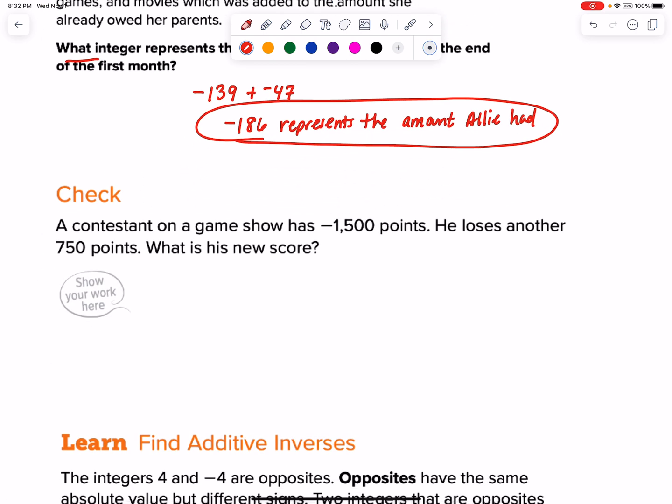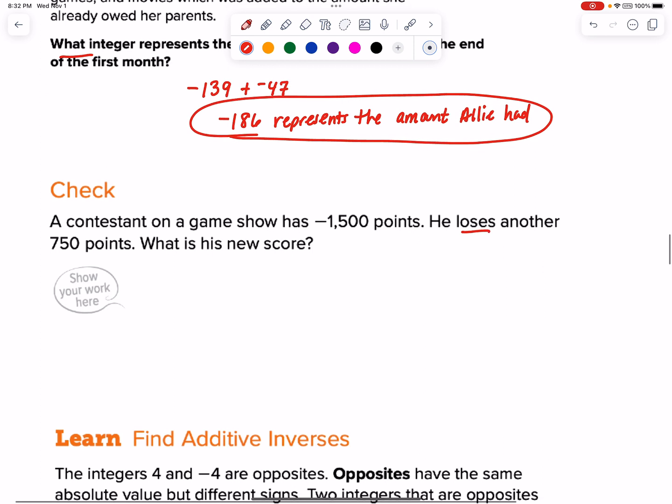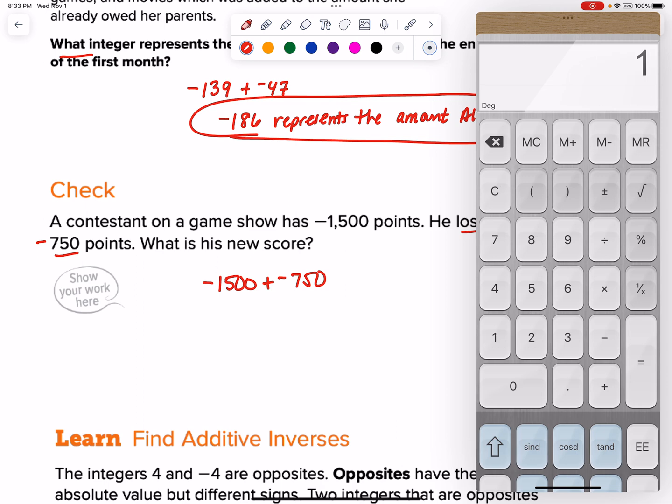A contestant on a game show has negative 1,500 points and then loses another 750 points. If you're losing 750 points, what integer would you write for that? Okay, if you said negative 750, you would be correct. So what is his new score? If he had negative 1,500 and lost another negative amount, what is his new score? So let's go ahead and write your expression first. Plus another negative.